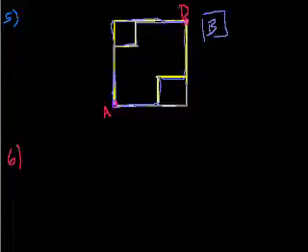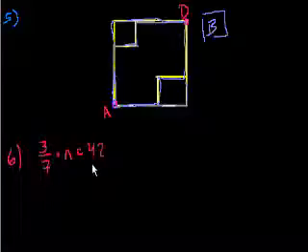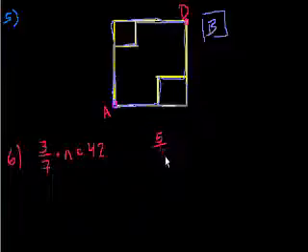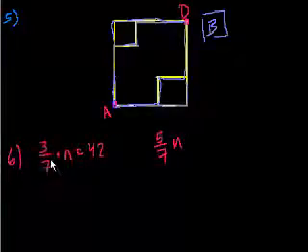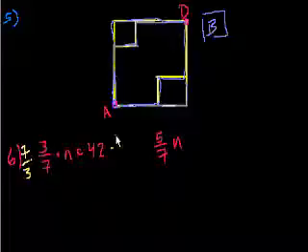If 3/7 of n is 42, so if I write that algebraically, that's just saying 3/7 times n is equal to 42. And they want to know what 5/7 of n is. So they want to know 5/7 n. Well, to solve for n here, I just multiply both sides times the reciprocal. So let me do that. So 7 over 3. I'm just multiplying both sides of this equation by 7 over 3.